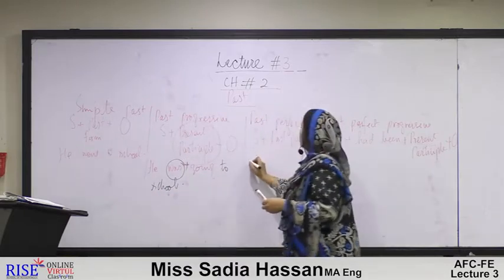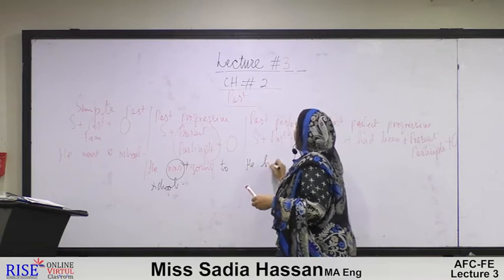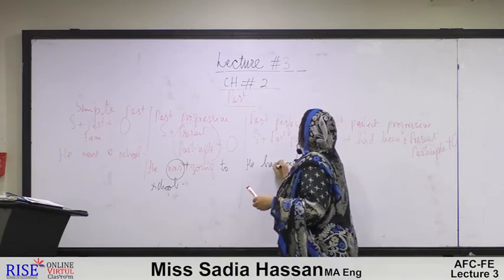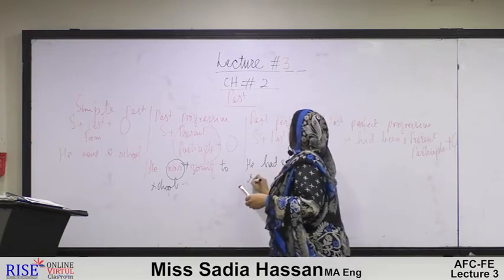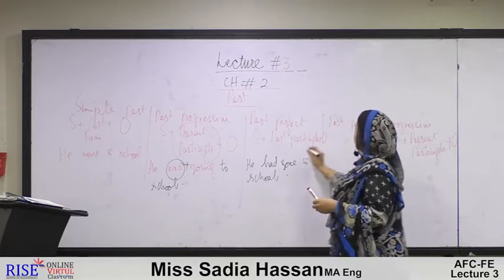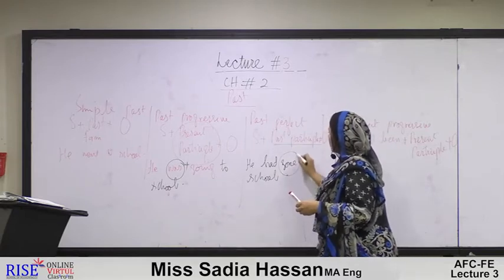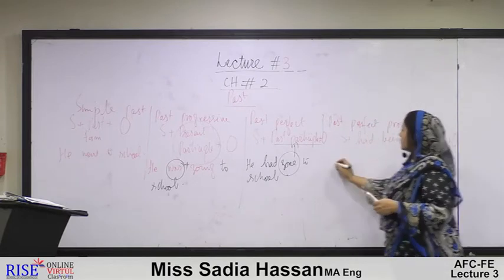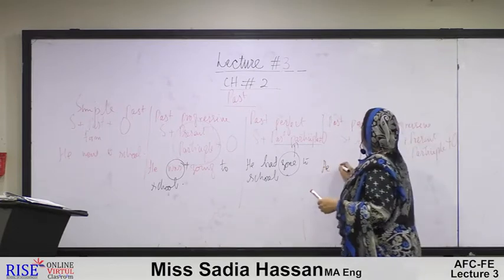Past participle: he had gone to school. Had gone to school. And the past perfect progressive: gone is the past participle of the verb go. Past perfect progressive. Now we come to the example.